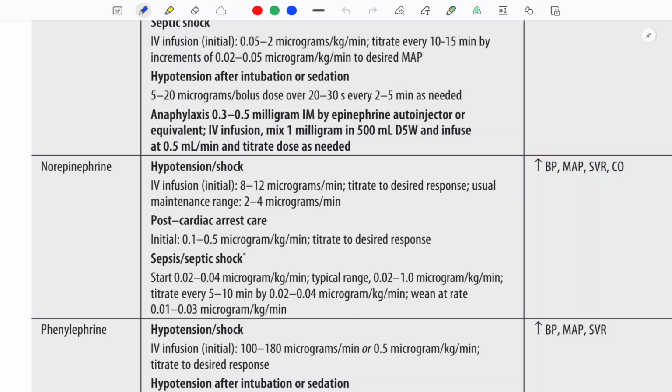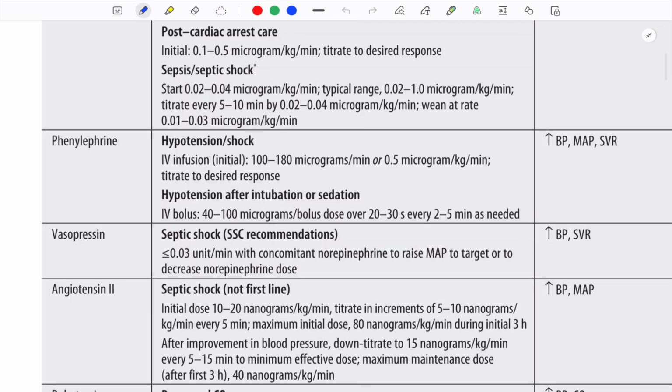In NORAD, you are going to use 8 to 12 microgram per minute. Titrate to a desired response to a maintenance of 2 to 4 microgram per minute. Phenylephrine, you will use 100 to 180 microgram per minute or 0.5 microgram per kg per minute. If there is hypotension after intubation or sedation, you will give an IV bolus of 40 to 100 microgram and repeat every 2 to 5 minutes SOS.